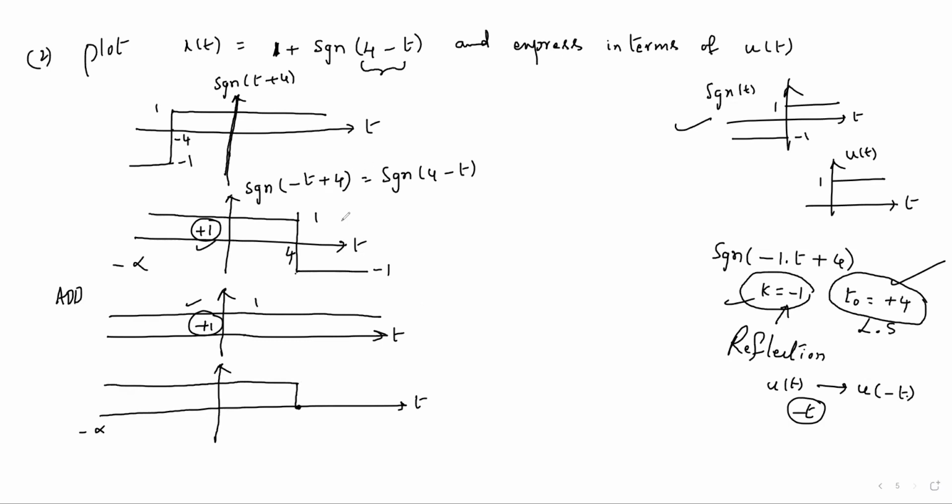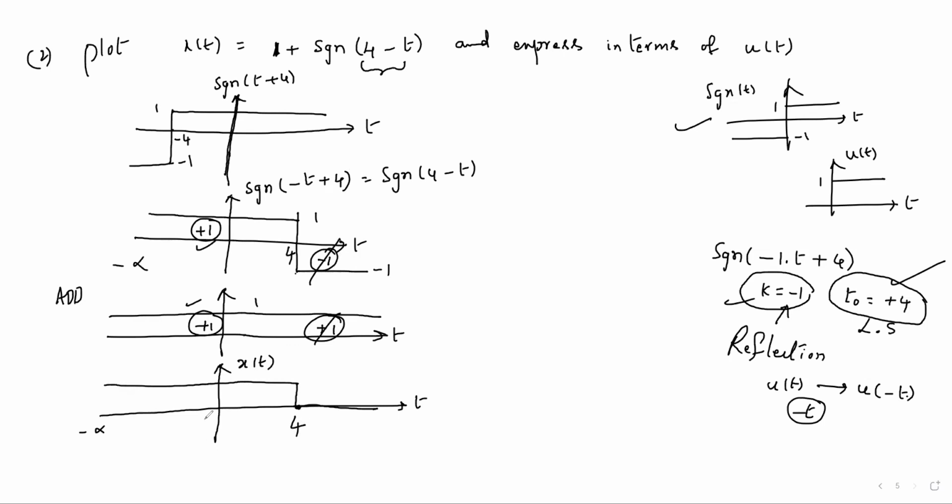From 4 onwards, if you observe, this signal has amplitude -1 and this signal has amplitude +1. So from 4 onwards, these two cancel, so the resulting signal will be 0. So this is the signal x of t. It is 4 at this instant.